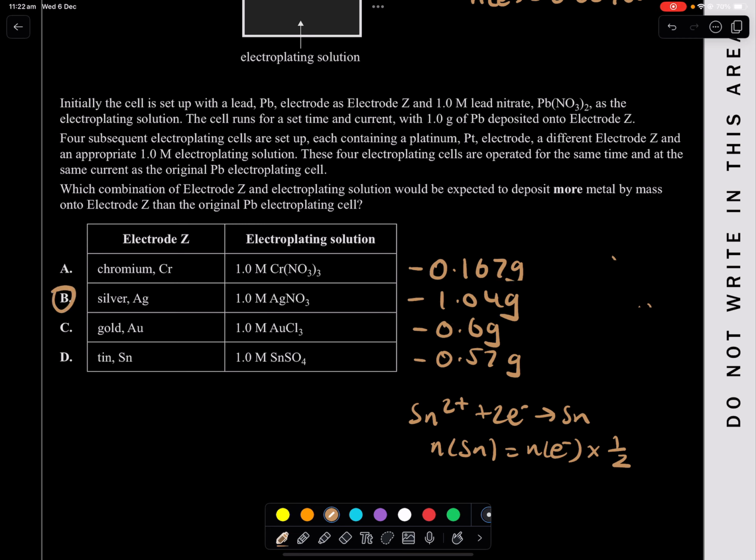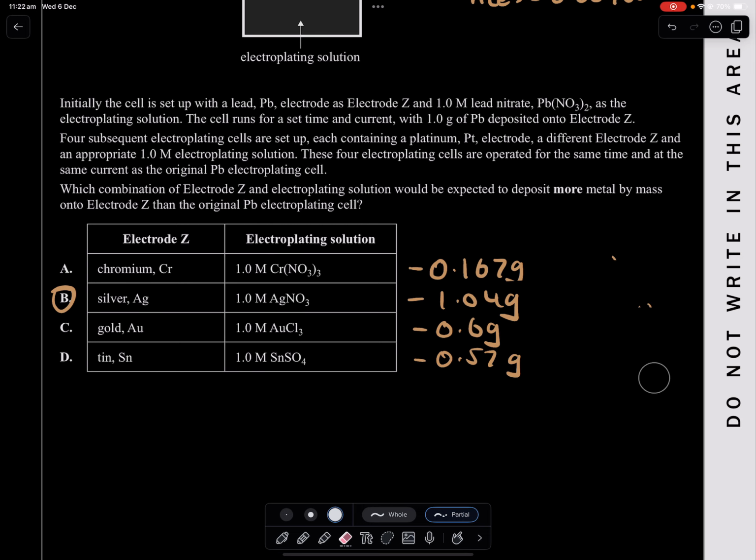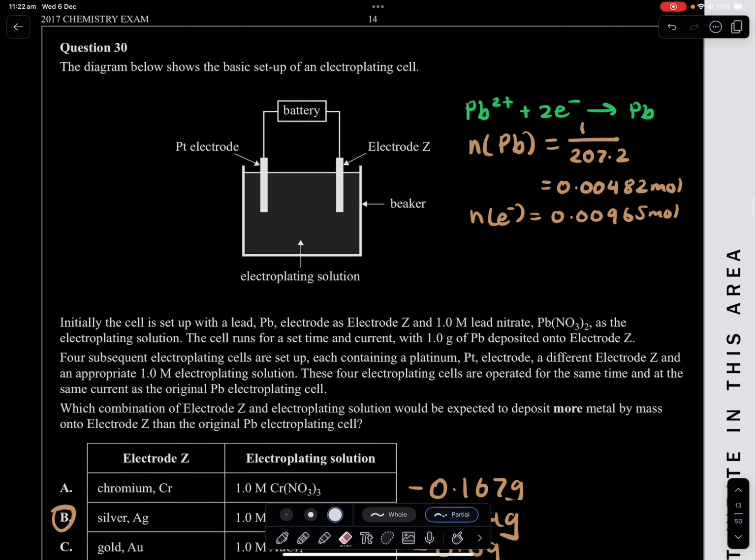Overall, the one that creates the most metal is this one over here, silver. I hope that is easy to do. It's very long and tedious, I'm not going to lie. So I hope you guys understood how to at least do that question.